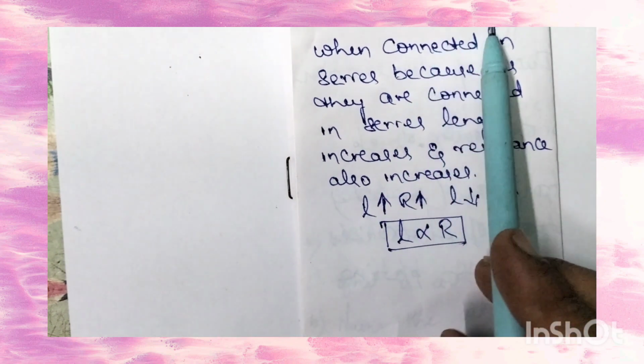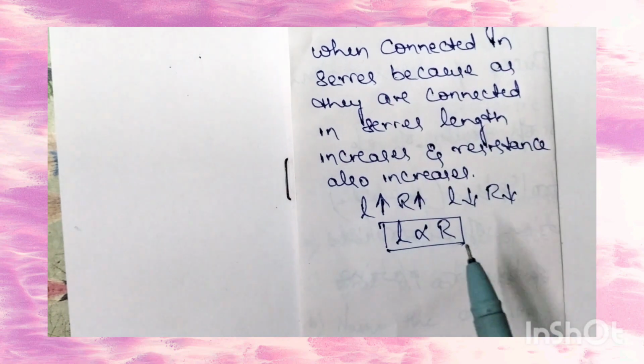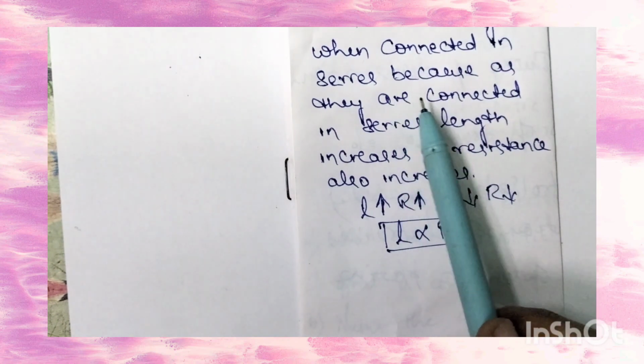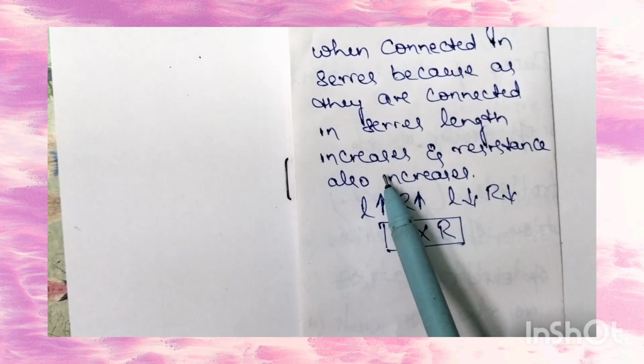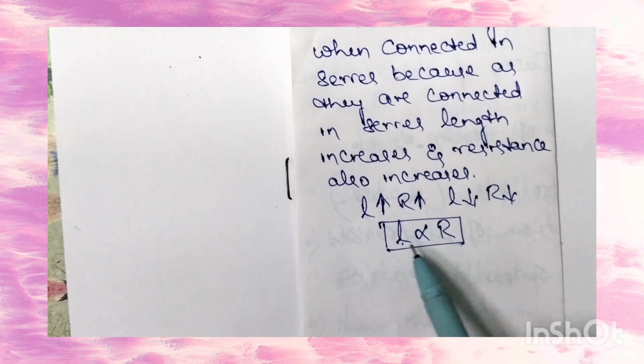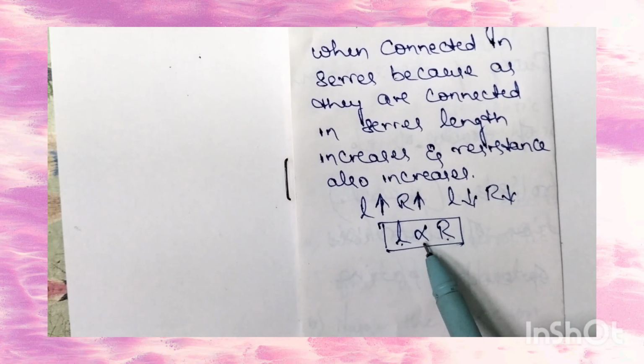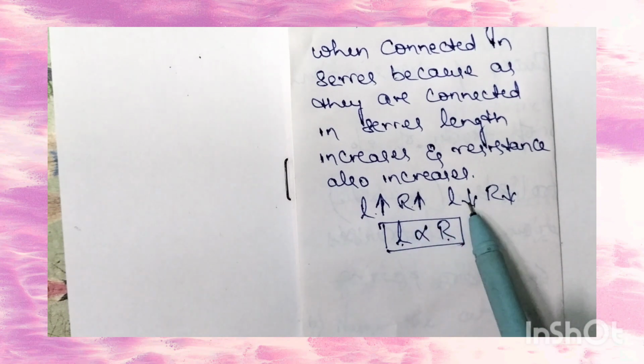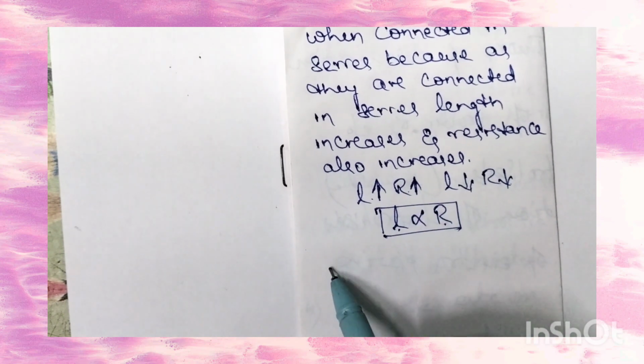Why is the resistance highest when connected in series? Because as they are connected in series, length increases. As the length increases, resistance also increases. Therefore, length and resistance are directly proportional to each other. Length increases, resistance increases. As length decreases, resistance also decreases.